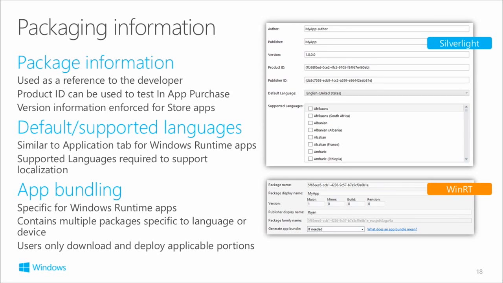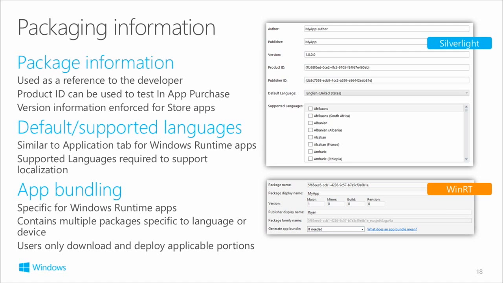Then there's a bit more information all about the packaging information. A lot of this is mainly referenced to the developer, but there is versioning in there as well, which for WinRT apps is absolutely enforced. For Silverlight apps, not so much. It's under the control of the developer, but you have to make sure that whenever you release an update, the version goes up. So it's a bit more under your control as a Silverlight thing.